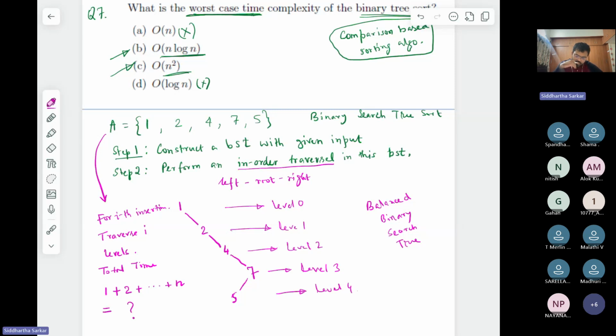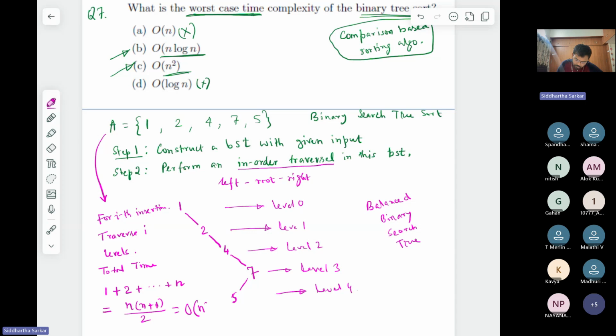What is the sum of the first n natural numbers? n into n plus 1 by 2, not n minus 1. So this much time we will require, because in each iteration, for each insertion, we have to go so much down, i levels down. So in the first insertion 1, second 2, and so on till n. So much time is required. So n into n plus 1 by 2, that is order n square.